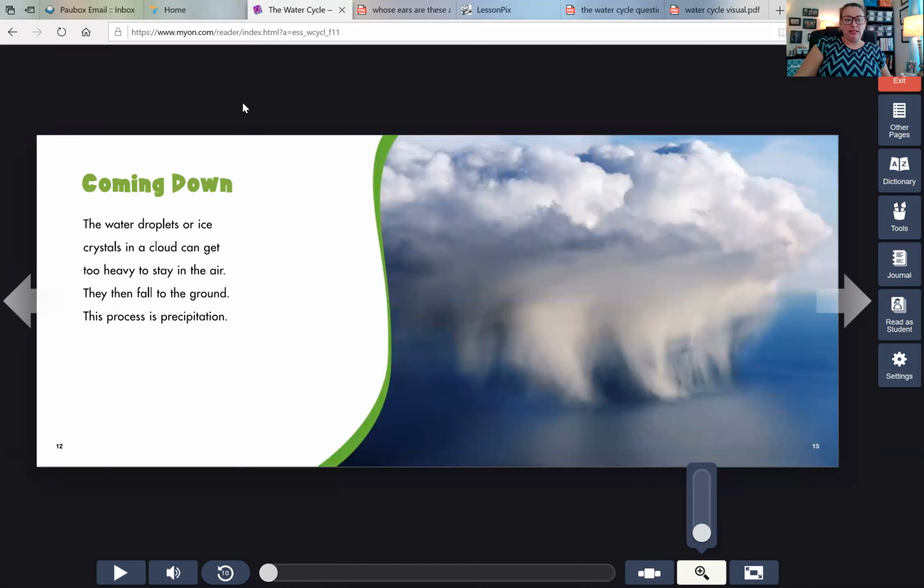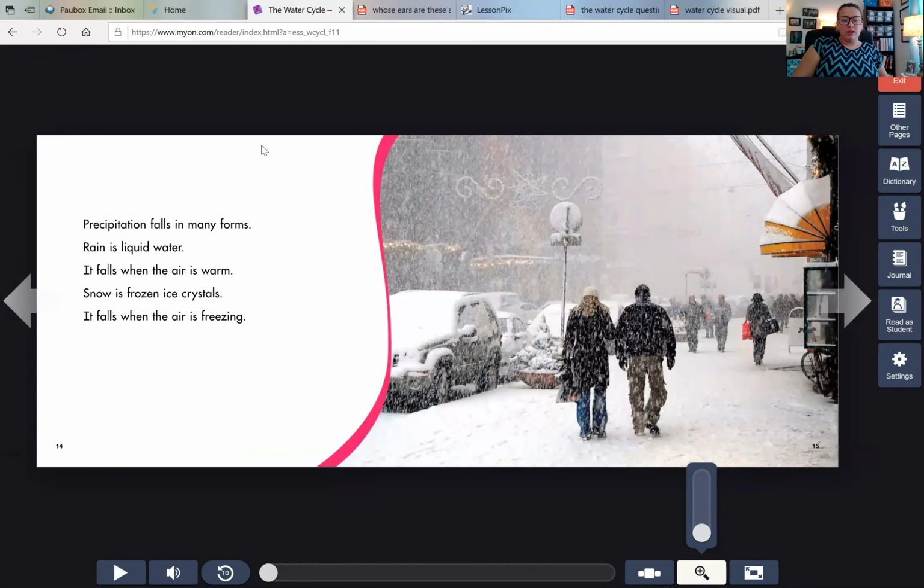Okay, and then the next step is coming down. So the water droplets or ice crystals in a cloud can get too heavy to stay in the air. Then they fall to the ground. This process is called precipitation.